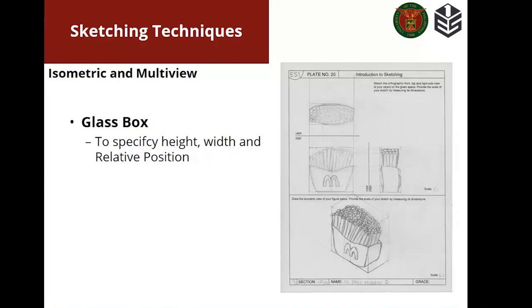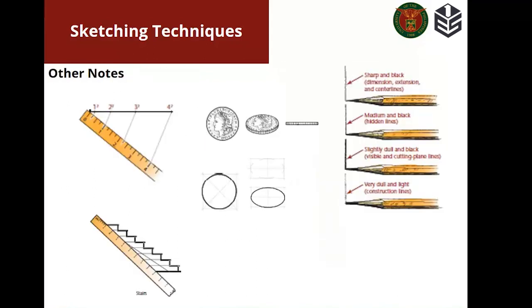Okay, so this is another example of a McDonald's French fries. As you could see, the height is the same for front and right side view. The base width is the same for top and front view. And there is no loss of dimension if you're drawing according to the glass box. And some notes, you could use this idea when you're doing your sketches.